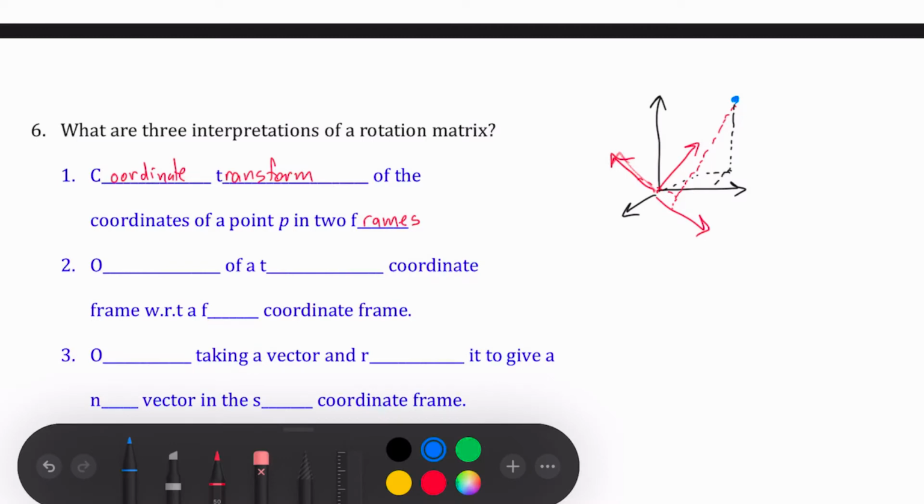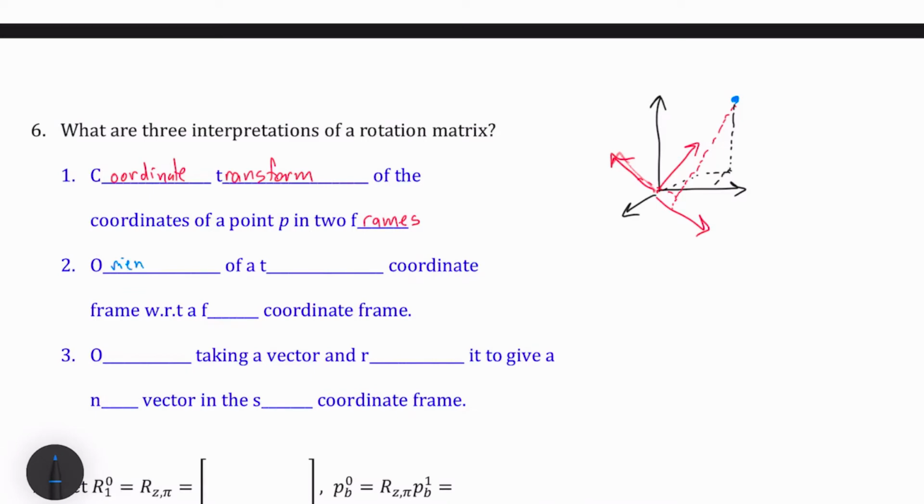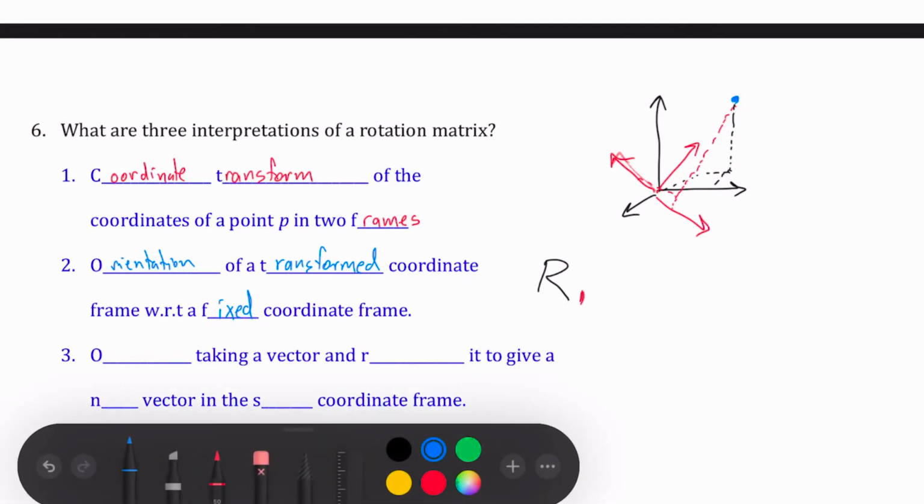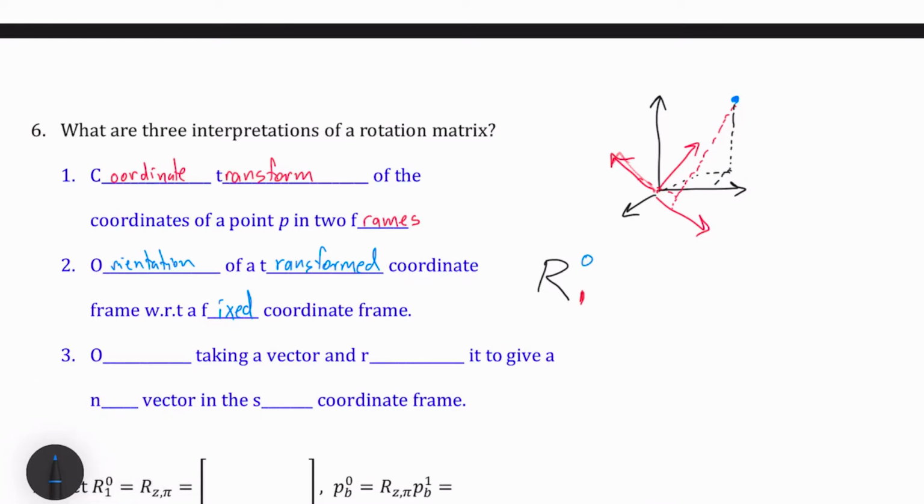Another way that we can look at a rotation matrix is that it's taking the orientation of a transformed coordinate frame with respect to a fixed coordinate frame. So we can think of this as taking some big matrix R going from some new frame with respect to that fixed frame 0. So what is the orientation of this transformed coordinate frame with respect to the fixed coordinate frame?